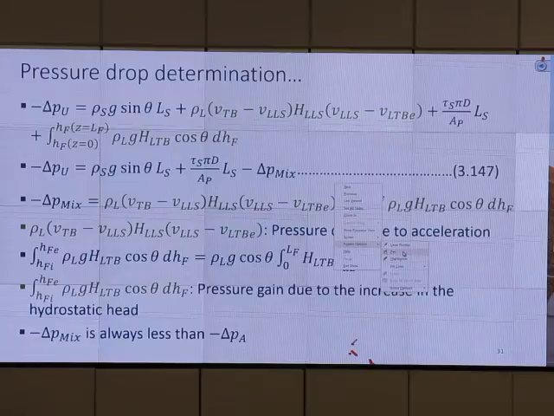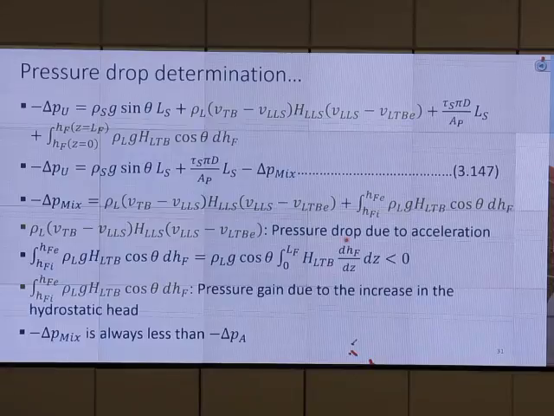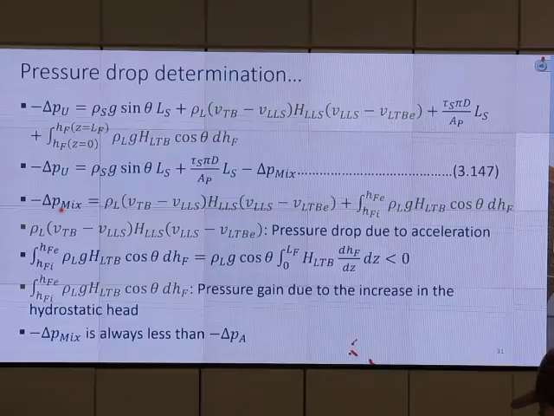So my point is the slope of the height, this term, is negative. The rest is positive. So the cosine theta term, the last one, is not equal to 0. It's less than 0, it is negative. So the last term is negative, and delta P mix is always less than delta P A.